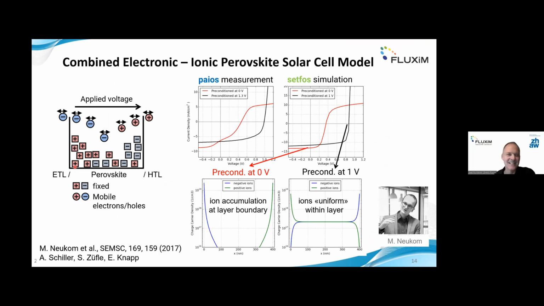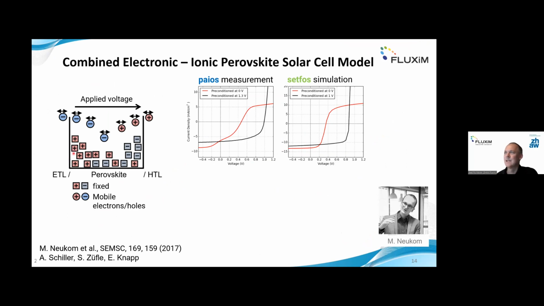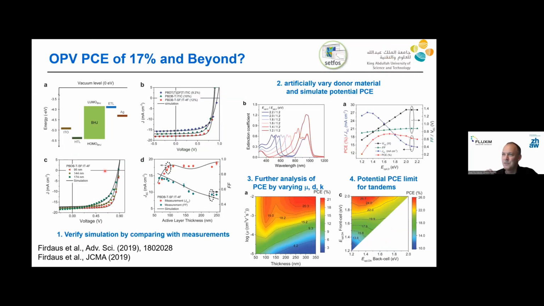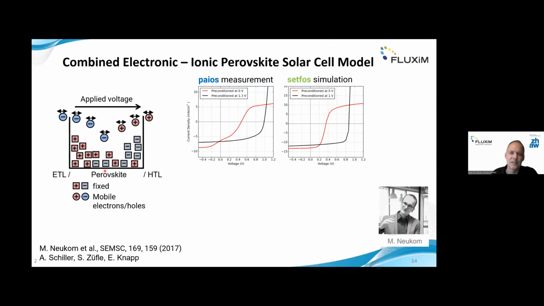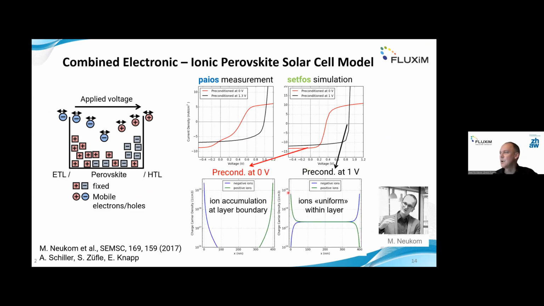Okay, then I will continue here. I was introducing the drift diffusion modeling for OPVs, with free carriers, and then switching to mixed ionic and electronic modeling of perovskite solar cells. This is needed in order to reproduce JV curves at different preconditionings, as shown here. And in the model, we can also do the same preconditioning and get the good JV or the S-shaped JV.